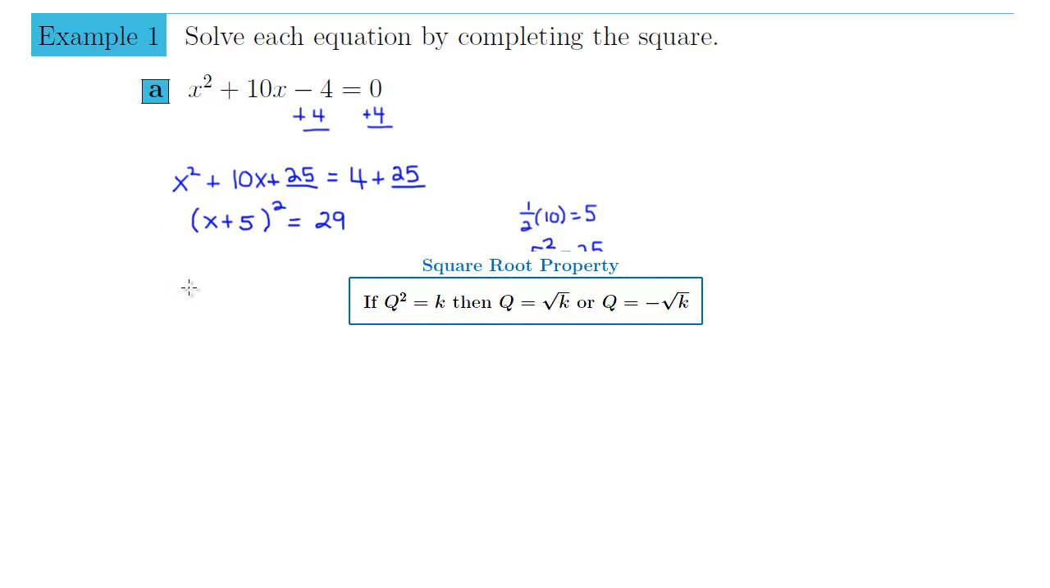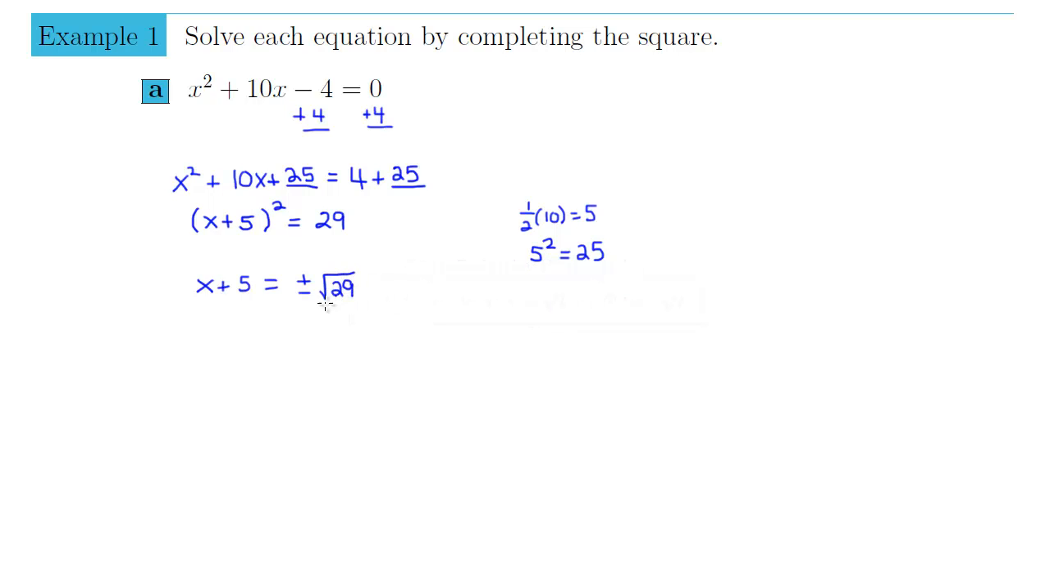Well, let's recall from the previous topic that to solve a quantity squared equals k, we simply take the object inside the quantity, which is x plus 5, and set it equal to both the positive and negative square root of 29. In other words, x plus 5 is either plus or minus the square root of 29. We finish solving our equation by getting rid of this constant term and isolating x. That is, we want to subtract 5 from both the left and the right.